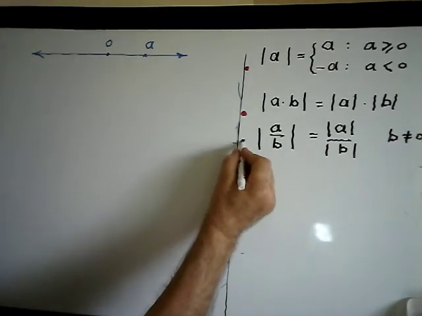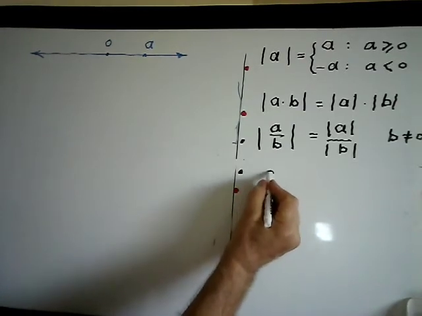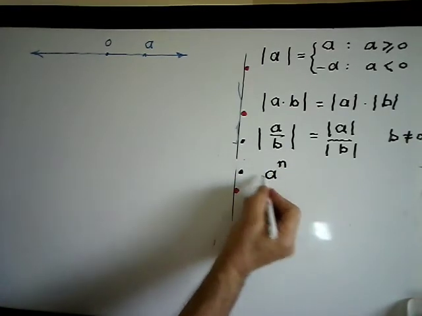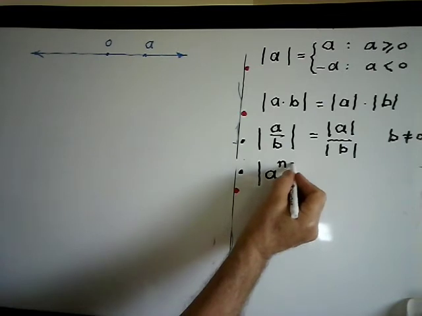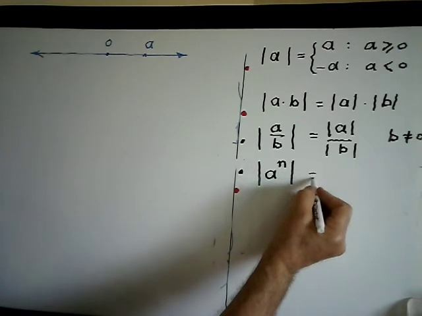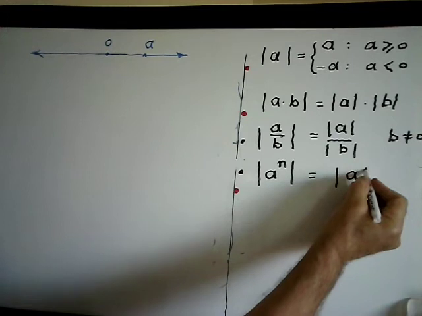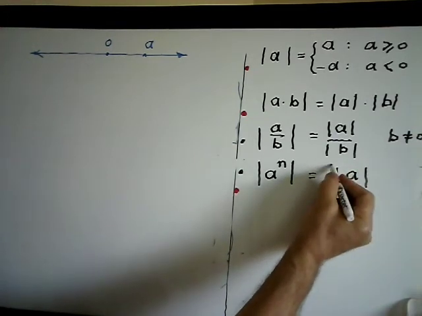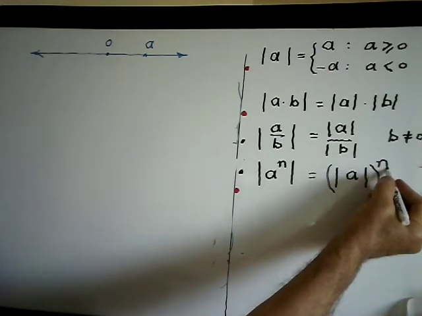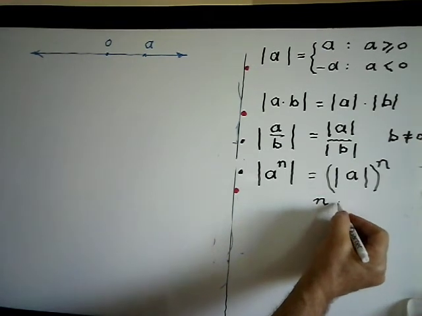And the third rule we discussed is when A with power n, and we find the absolute value of A to power n, it will be the same as we find first the absolute value of A and the result after then is with power n, where n is an integer number.